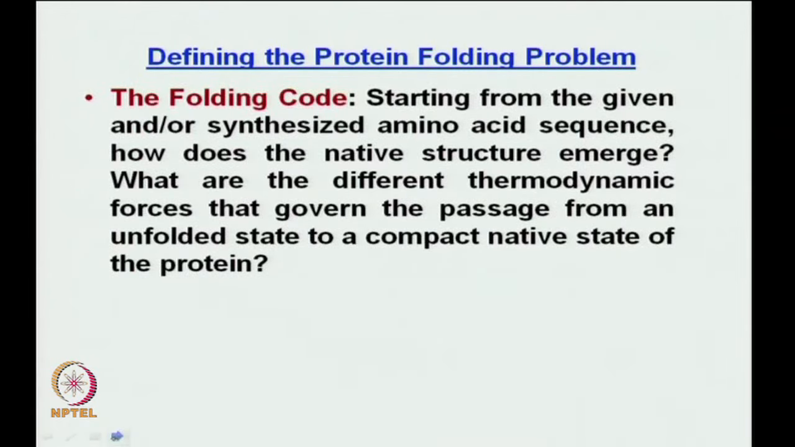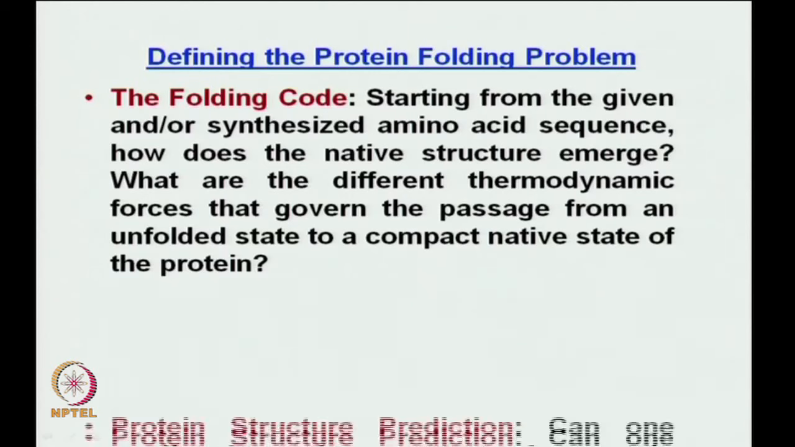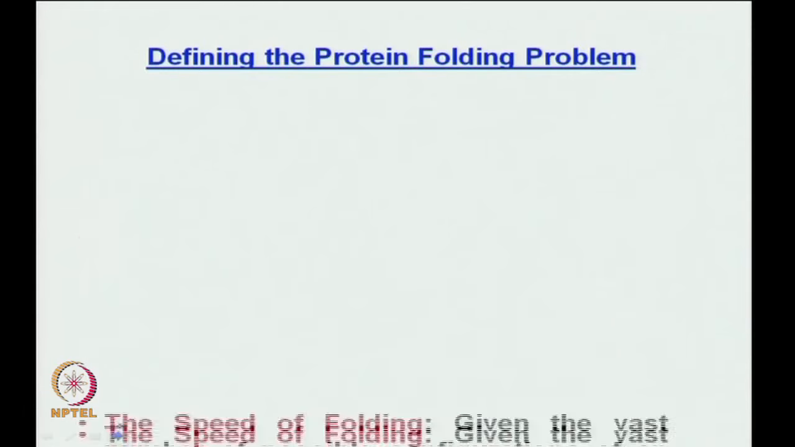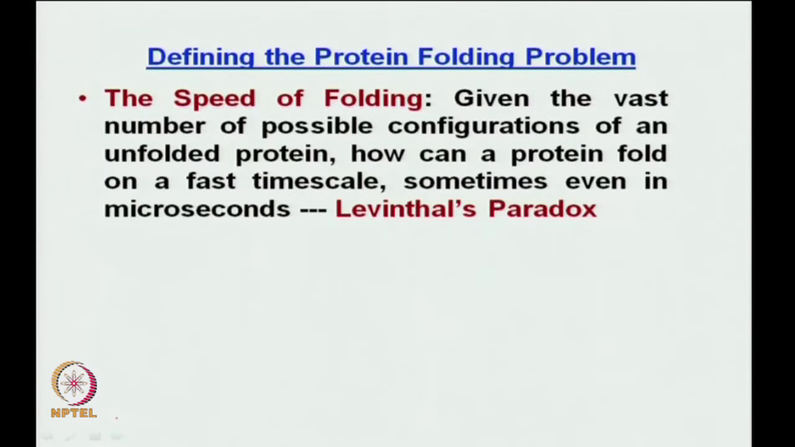be three separate problems. One is the folding code, essentially the forces involved in defining the native state from the unfolded state. Then, if you are given a specific sequence, whether you would be able to predict the structure based on some logic, and then it is the speed.